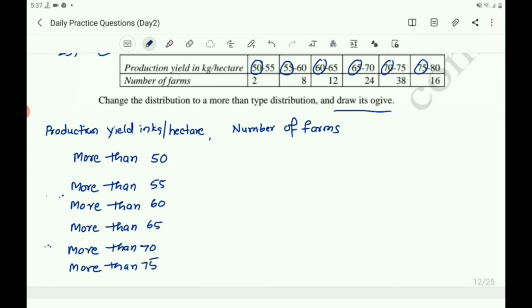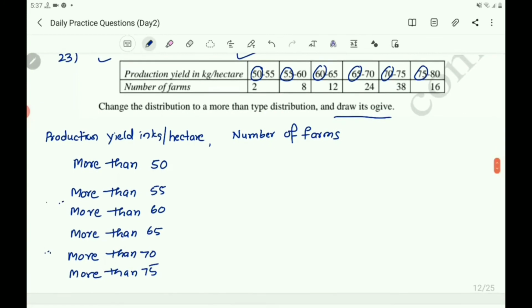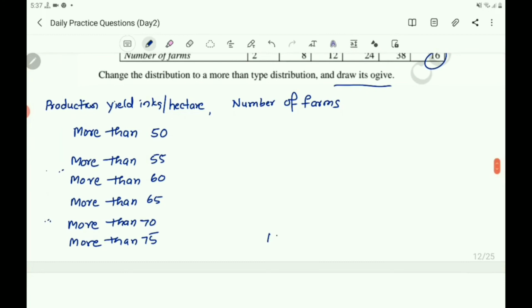Now here we have to find the total number of frequencies, that is 2 plus 8 is 10, 10 plus 12 is 22, 22 plus 24 is 46, 46 plus 38 is 84, 84 plus 16 you will get 100. Totally 100 are there. So you can take 100 and subtract 2, or otherwise you start from the last 16 and add from here to here.